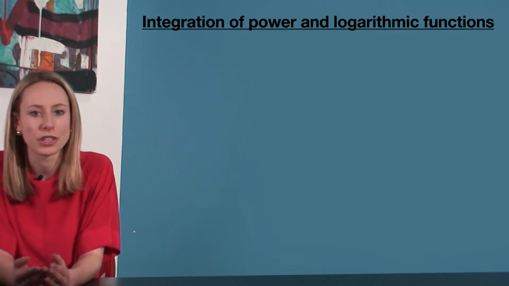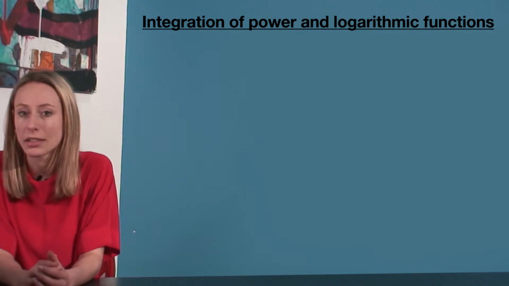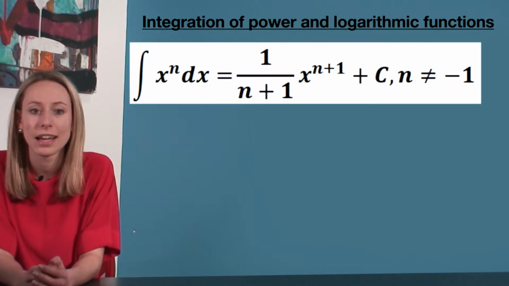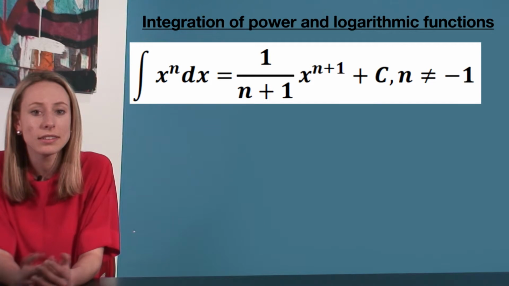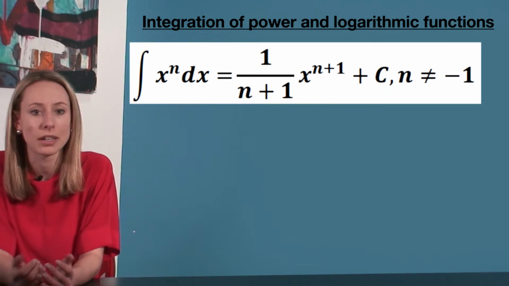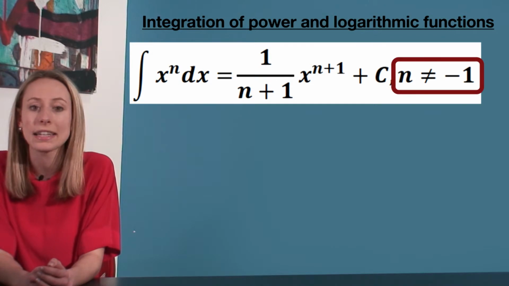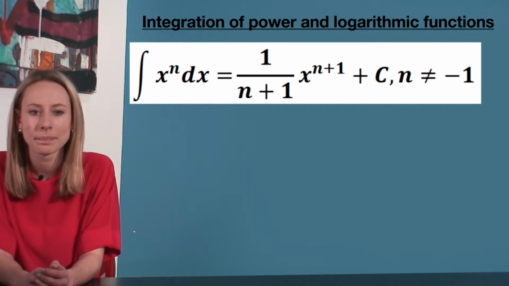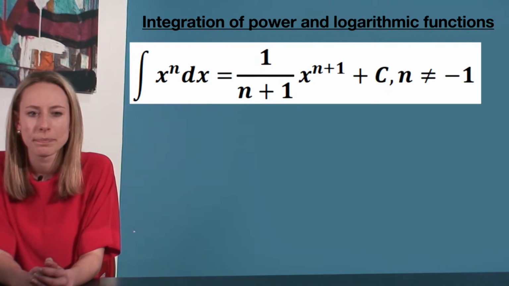Integration of a power function, x to the power of any number, appears on our formula sheet as the integral of x to the power of n equals 1 over n plus 1 times by x to the n plus 1 plus c, where n can't equal negative 1. There are a few important things to take note of in this formula.